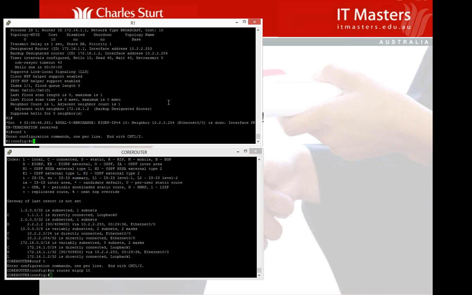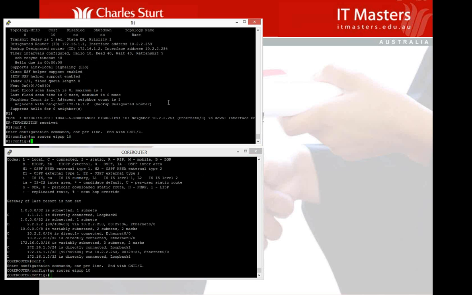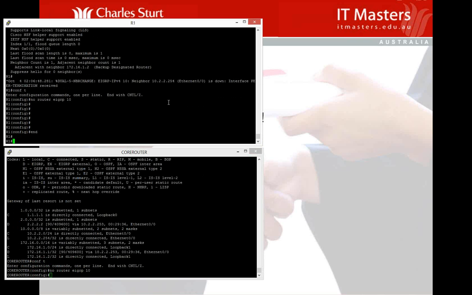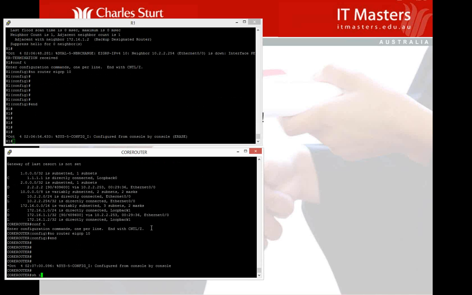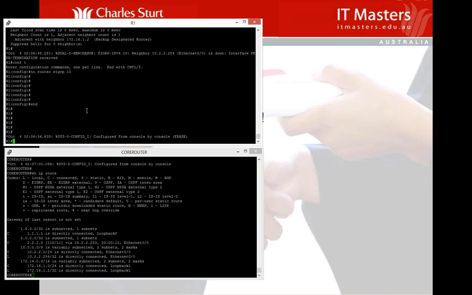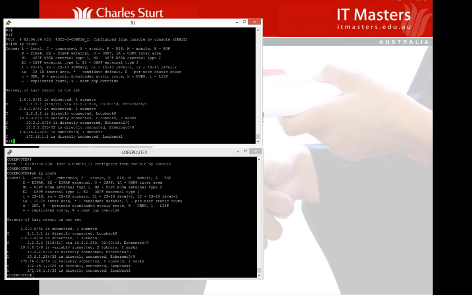So let's do that. There we go. Now we have some OSPF routes. See the O, OSPF. And notice we don't have the routes for the loopbacks. That's fine though, it doesn't matter. You don't have to be able to communicate with the loopback, with the router ID IP address, for OSPF to work.